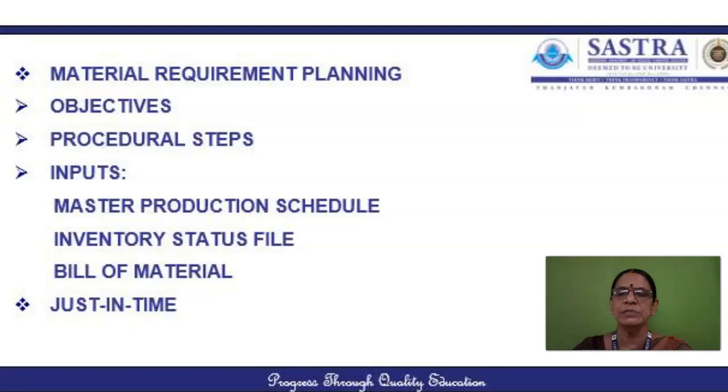That is, we must have several levels of assemblies and the lead time of the components and raw materials should be relatively long, the manufacturing cycle is long and the demand for the products is known. Then we will pass on to the objectives of MRP.